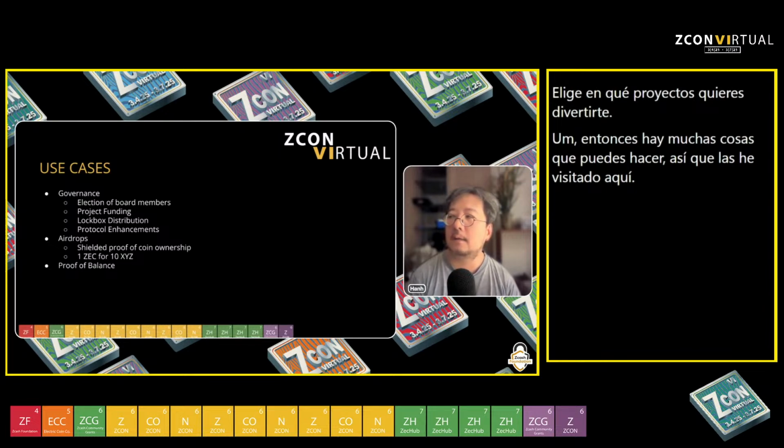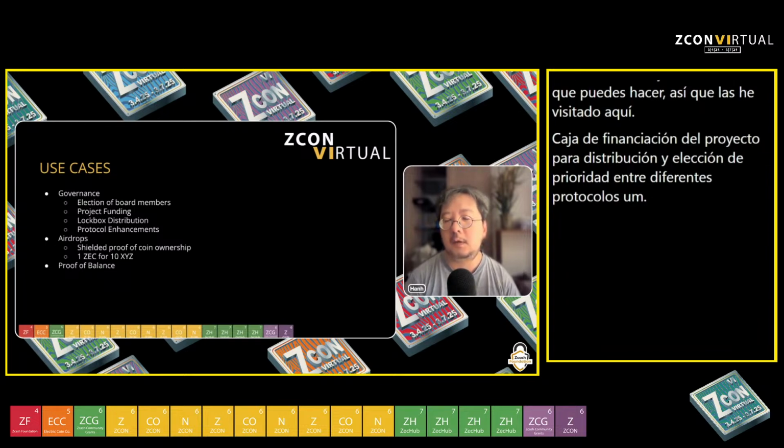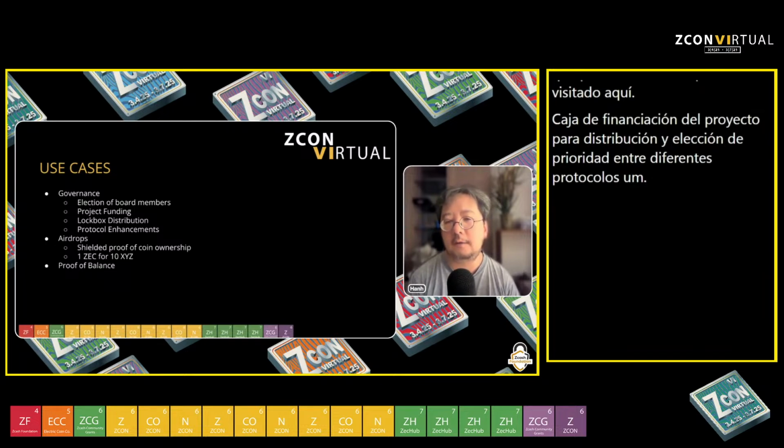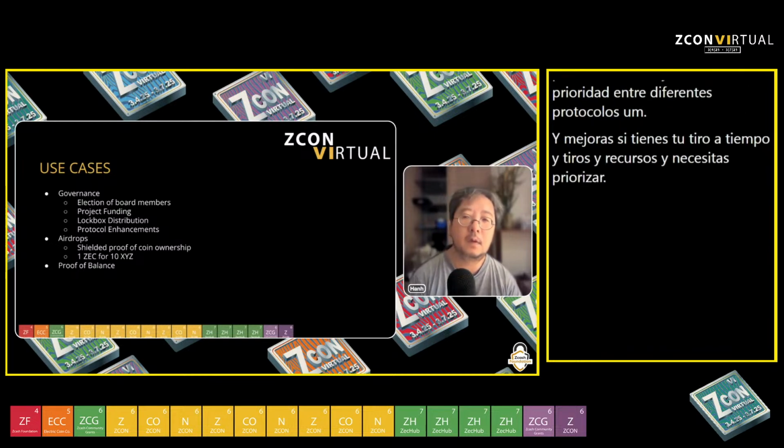If you're short on time and short on resources, and you need to prioritize any effort, you could ask the coin holders to choose between different options.